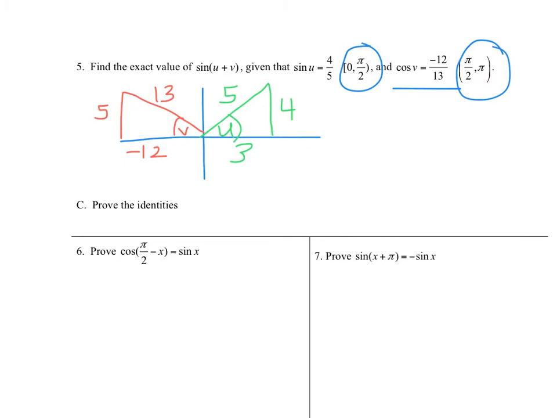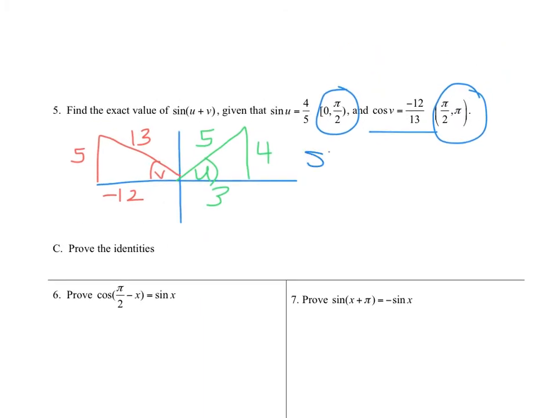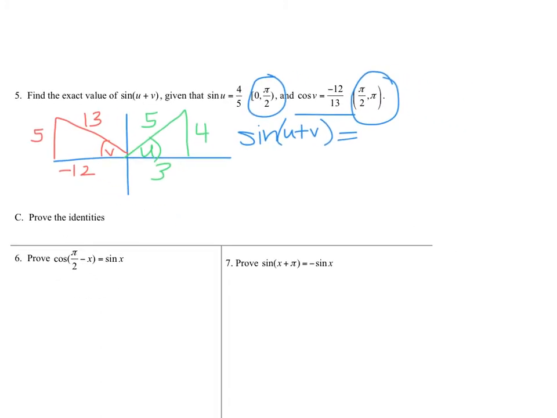Okay, so now we're ready. We set it all up. They told me what quadrants we're in. I drew my triangles. Now we need to find the exact value of the sine of u plus v. Well, the sine of u plus v is equal to, we got to do our cheer, okay? So the sine of u plus v is sine u, cosine v, plus cosine u, sine v.